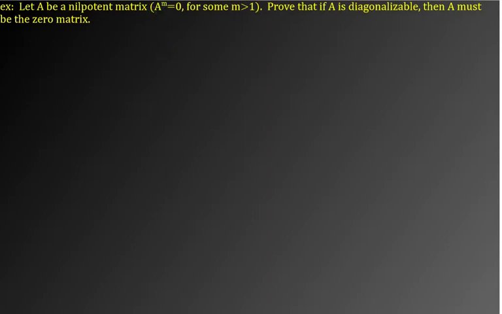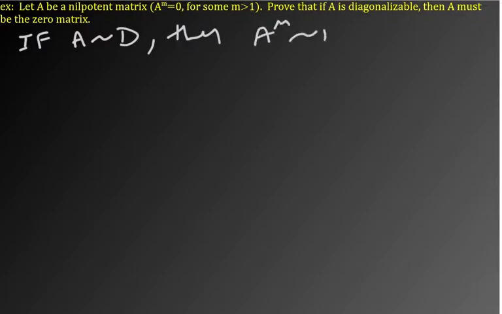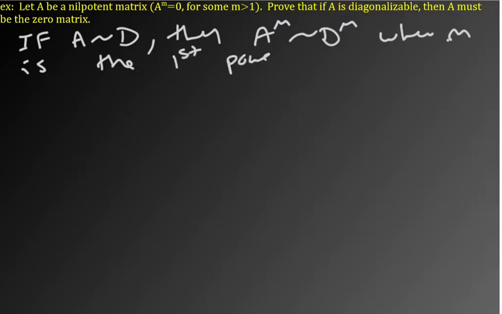Okay? So for this one, I'm going to start off again. If A is similar to D, then we have that A to the m is similar to D to the m, where m is the first power that sends A to 0. Okay, so it is the power up here where all of a sudden it's going to be 0. So we have, well, okay, I'll start with this.